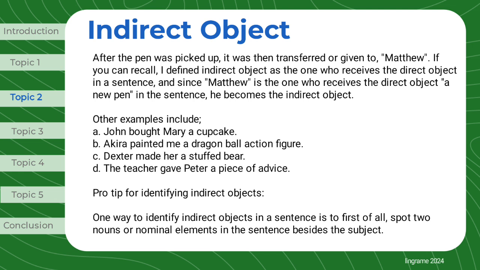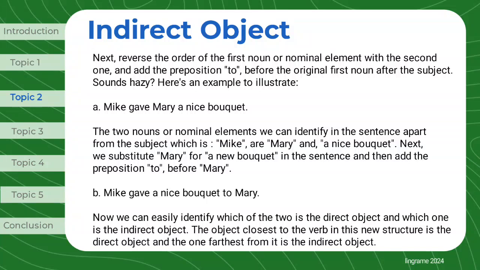Pro tip for identifying indirect objects. One way to identify indirect objects in a sentence is to first of all, spot two nouns or nominal elements in the sentence besides the subject. Next, reverse the order of the first noun or nominal element with the second one, and add the preposition to before the original first noun after the subject. Sounds hazy? Here's an example to illustrate.